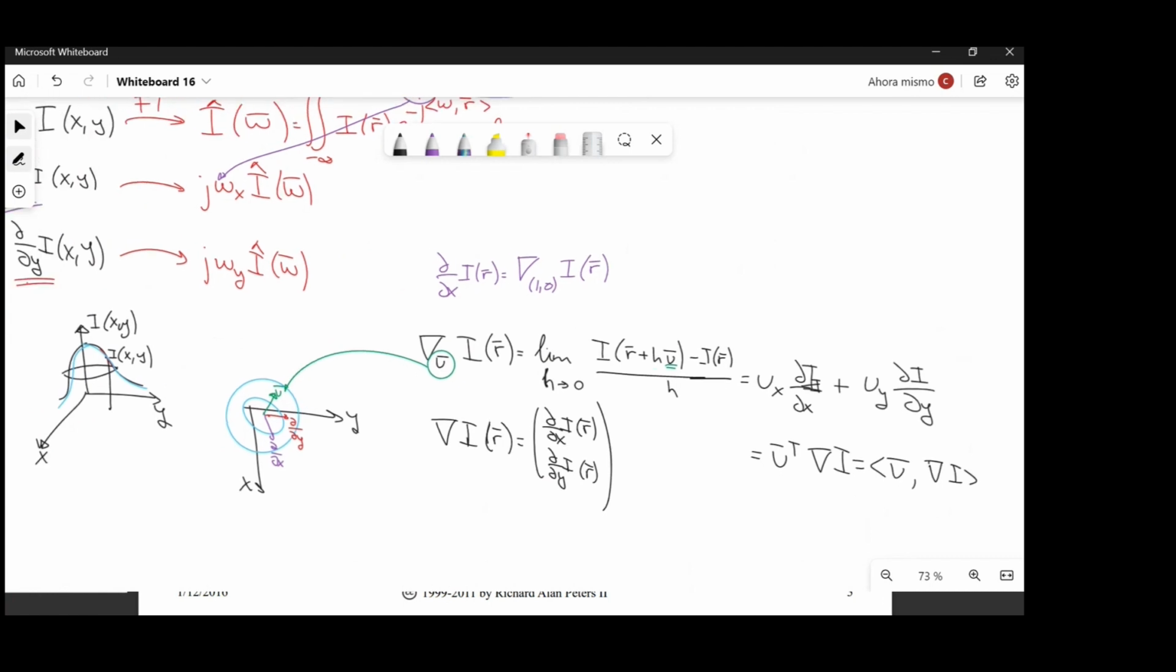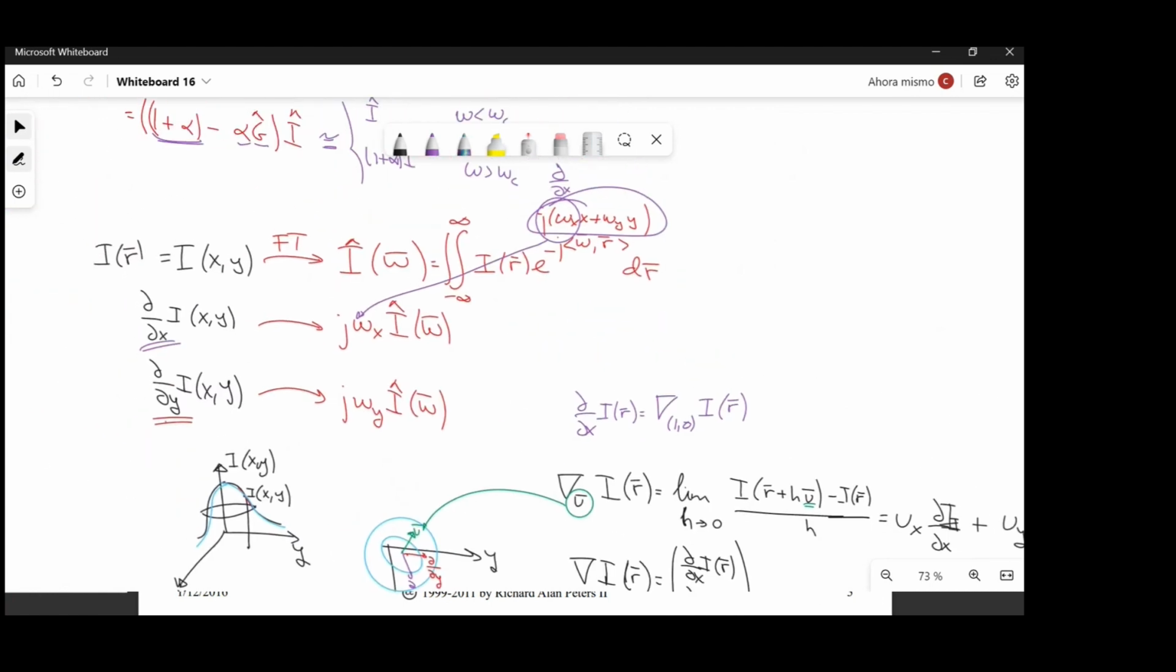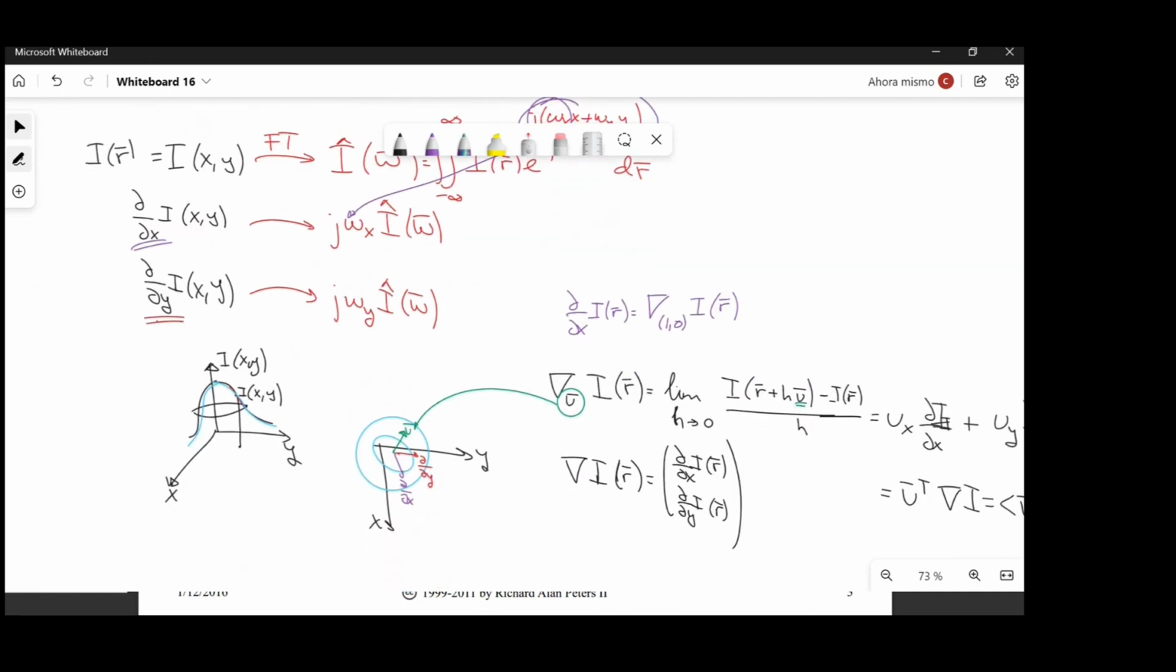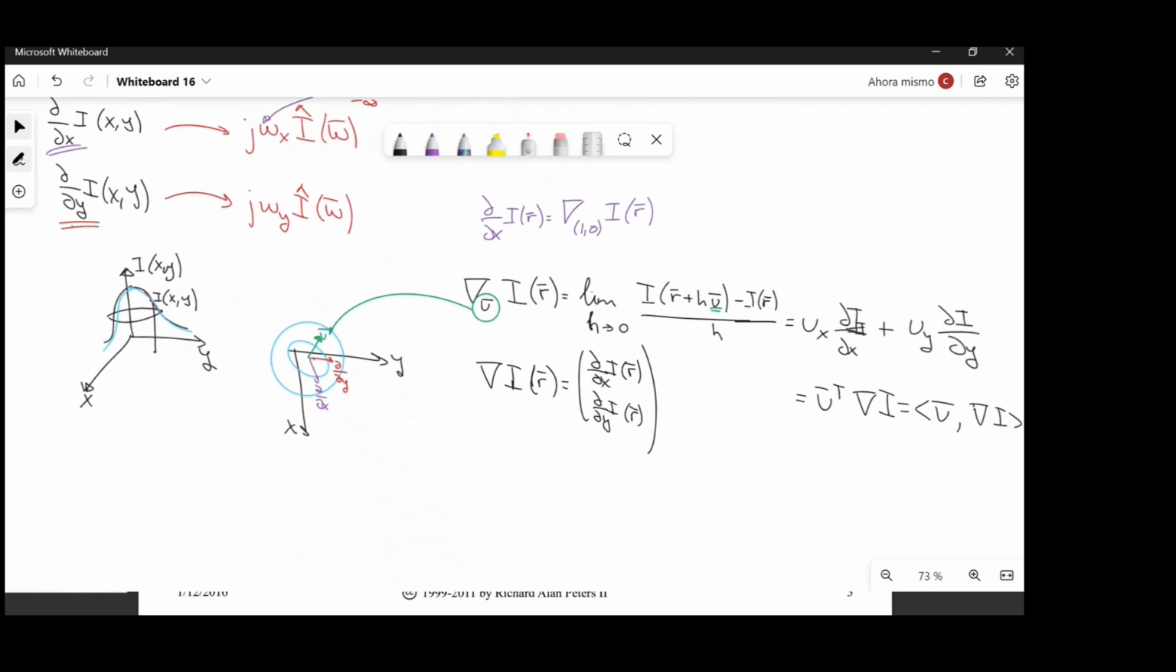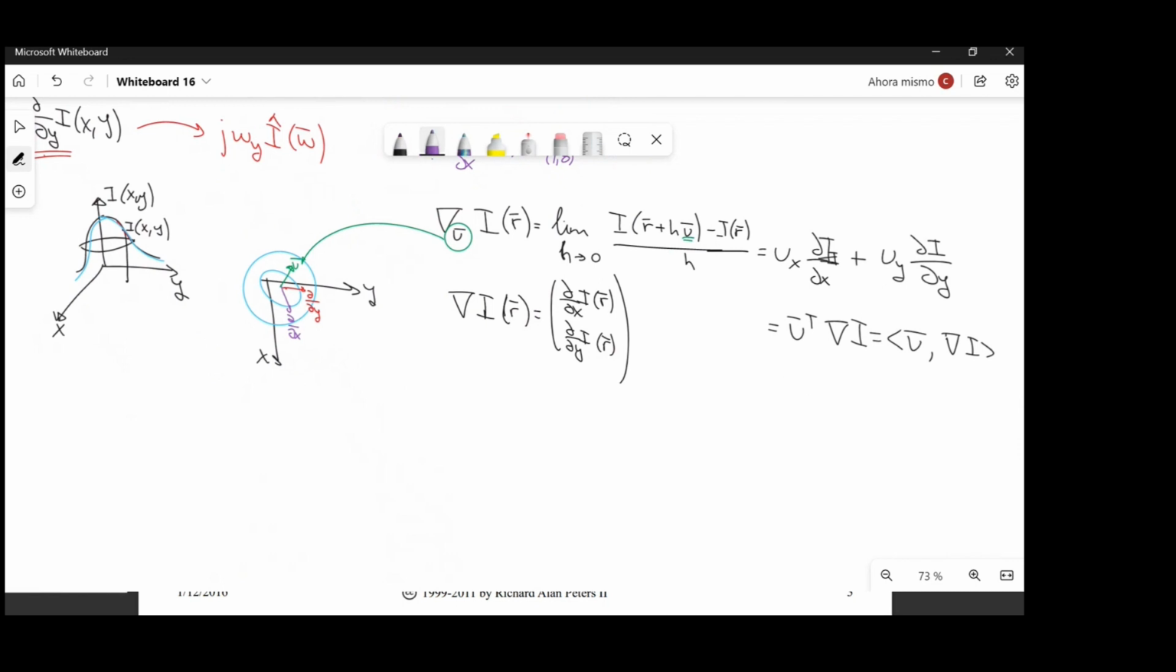That means that I can now compute derivatives in all directions in Fourier space, because in Fourier space I know how to transfer this. So what is the Fourier transform of the gradient? The Fourier transform of the gradient is j omega x times the Fourier transform, j omega y times the Fourier transform. And this is very easy. All you have to do is the Fourier transform, and then point by point you multiply by this, and also the same for y.